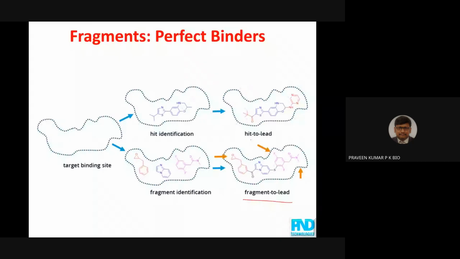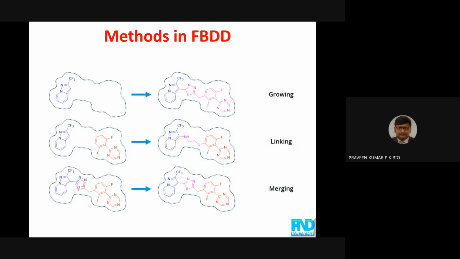Similarly, hit to lead. So hit is this, lead is this. We attach a few functional groups. We can say it is also binding with most of the binding site regions. So this is how the perfect binding can be attained through the fragment to lead or hit to lead approach.